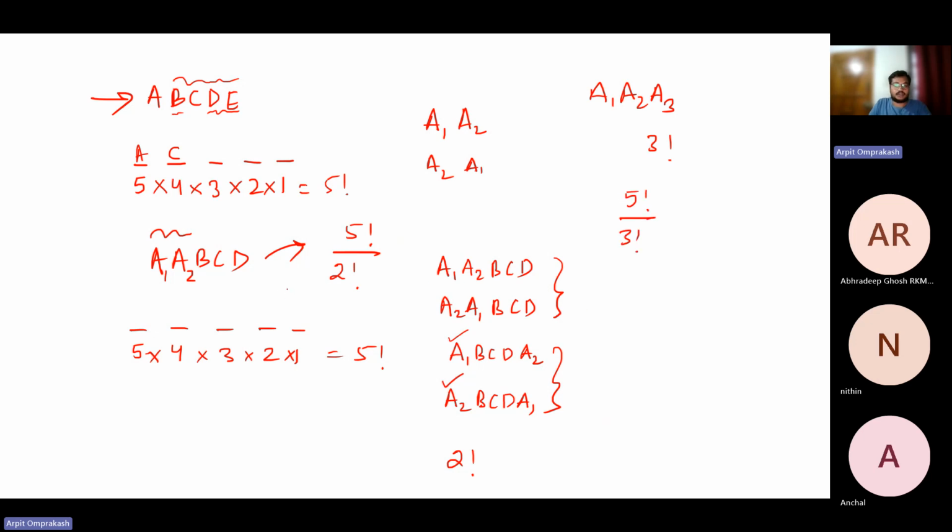And if multiple letters are repeated, so for example, we have A, A, B, B, C, and we want to figure out how many distinct ways we can combine these to form 5 lettered words, we'll have 5 factorial divided by 2 factorial into 2 factorial. One of them is because there are two A's, and one of them is because there are two B's. Great. Is that clear? Yes, sir. So, yeah, using this, thanks.